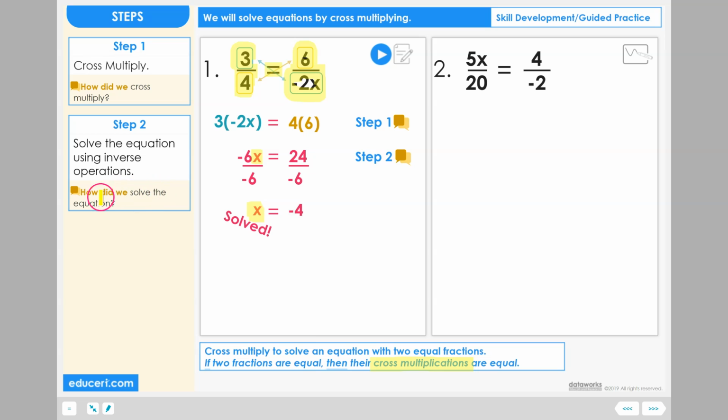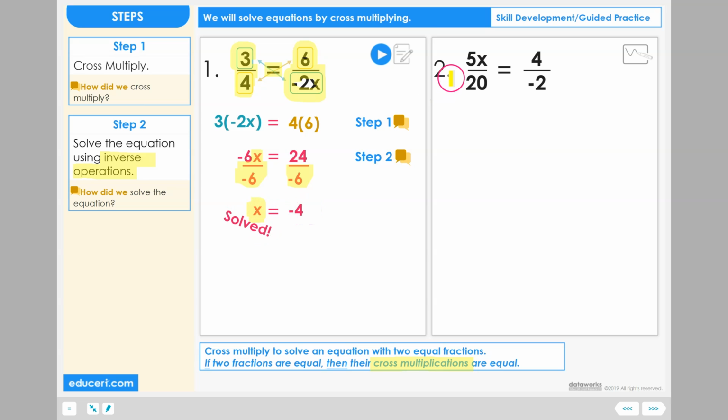How did we solve the equation? After cross-multiplying, we used our regular inverse operations. In this case, we divided by negative 6 on both sides to get the variable all by itself on one side and ended up with negative 4 as our solution. x equals negative 4.